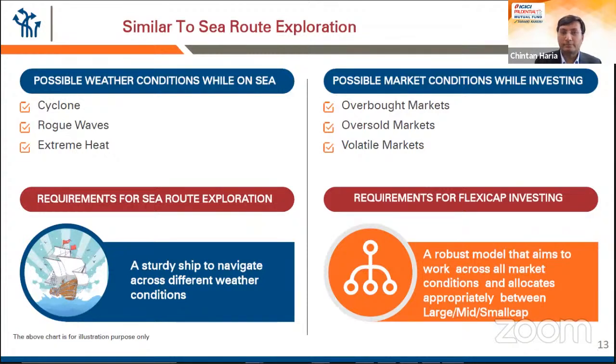Now, the way we see mid cap, small cap, and large cap, it's like sailing in the sea, wherein there are cyclones, extreme heat, rogue waves. You cannot even predict what's going to happen when. And so you need the right flexibility, right? In the equity markets, we have overbought markets, oversold markets, and volatility. So you need the right measure to tell you where you should be invested. How and where is the key question.